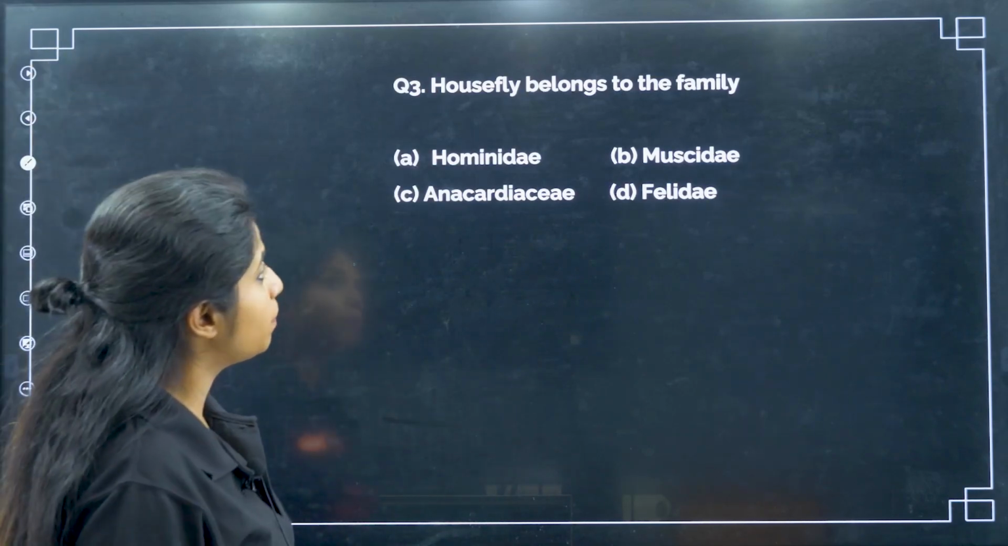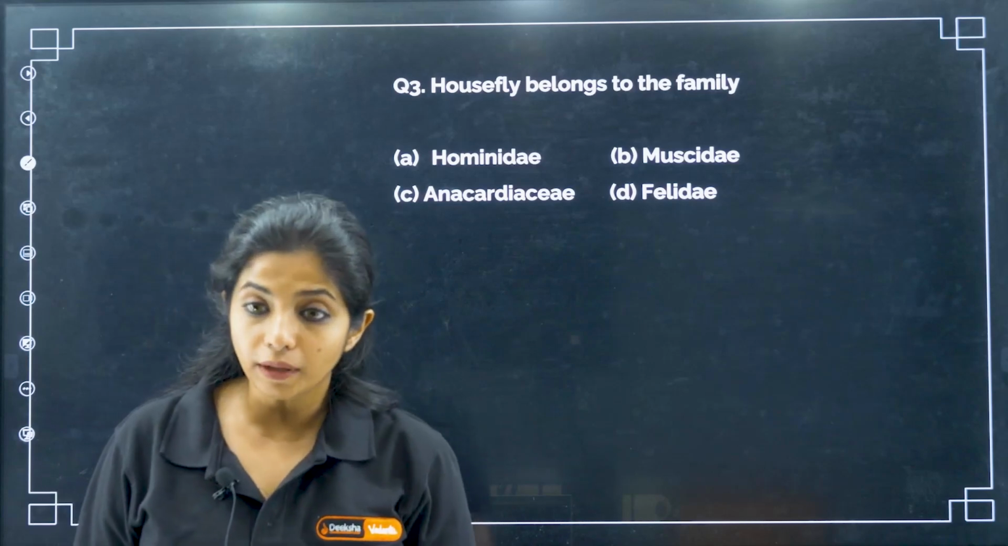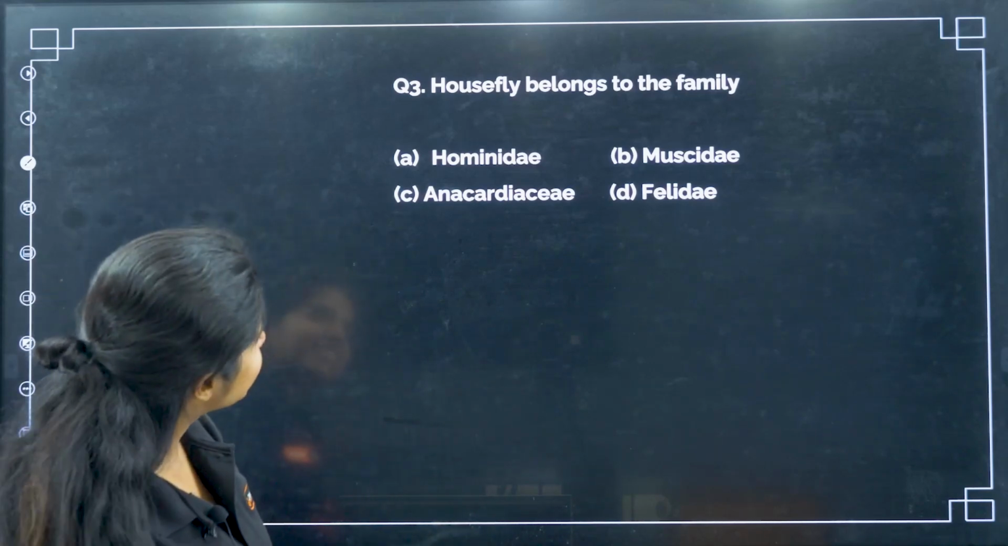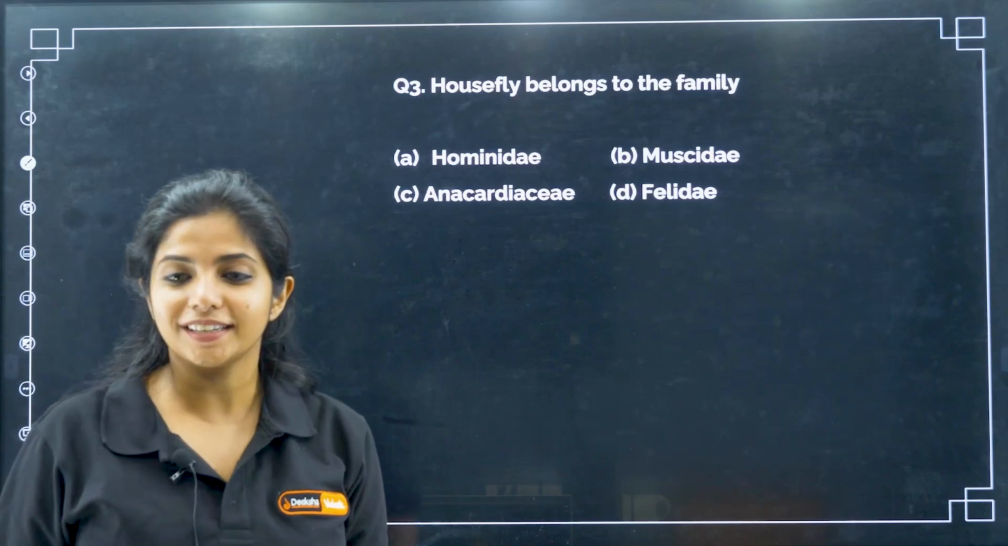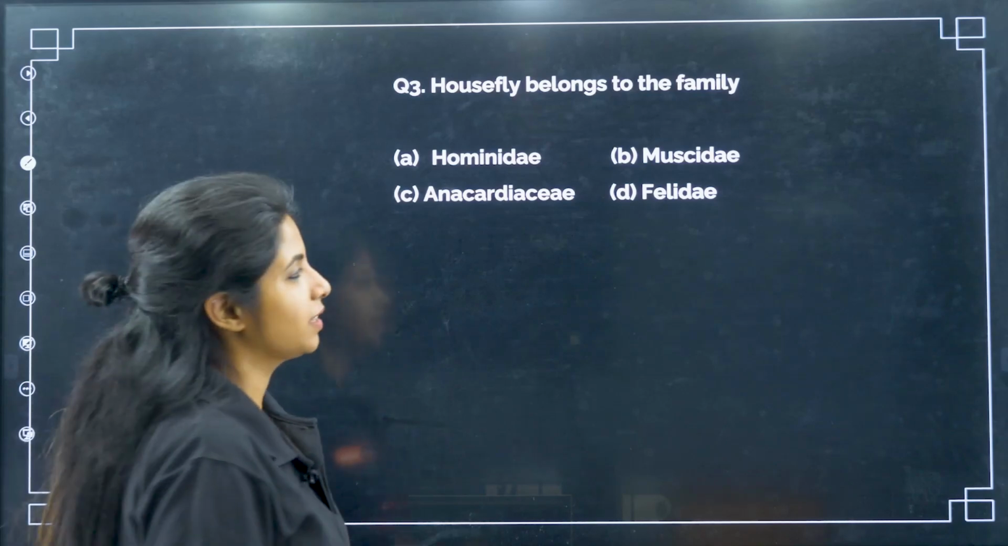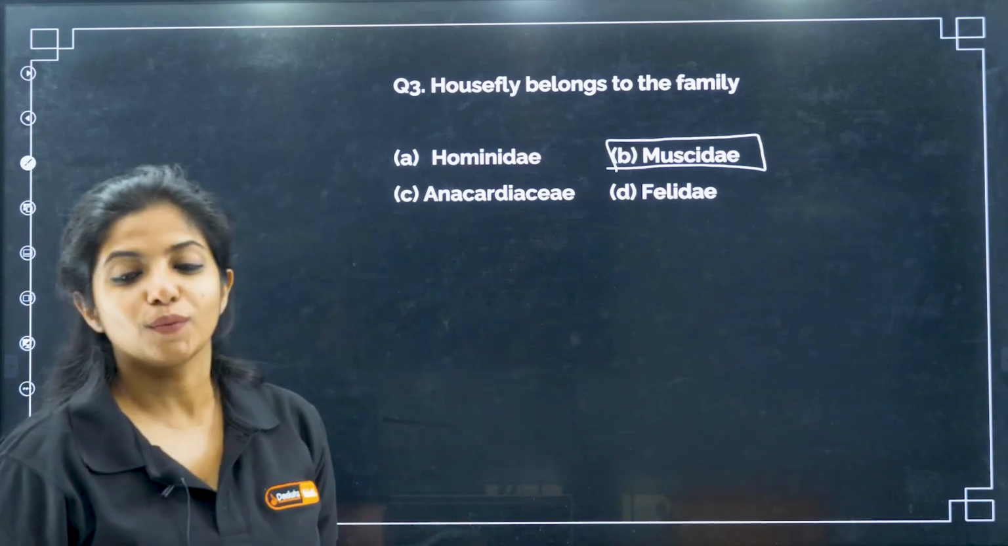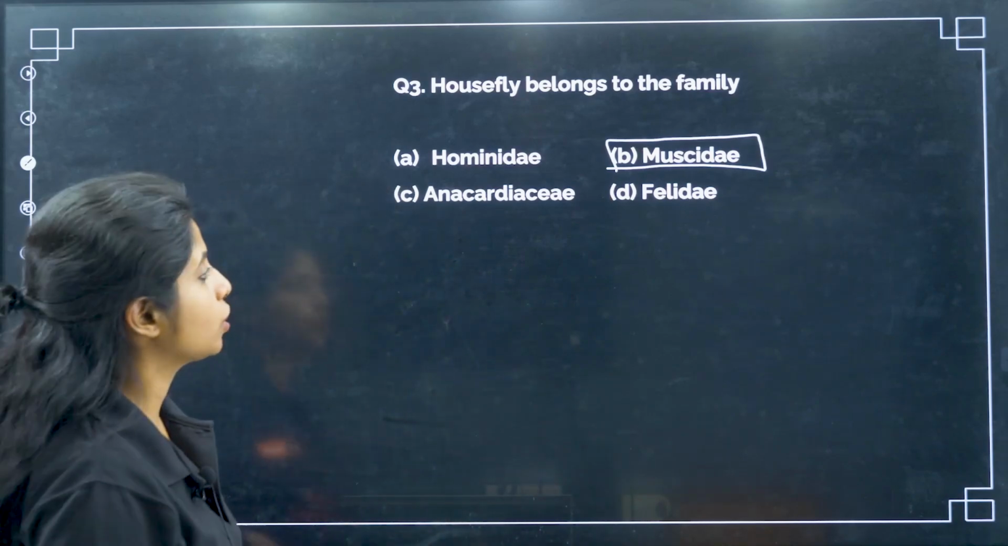Now, housefly belongs to the family what? Hominidae, Muscidae, Anacardiaceae, or Felidae. What is the answer for this? Housefly, you call it Musca, right? So basically it is Muscidae. B. Housefly belongs to the family Muscidae.